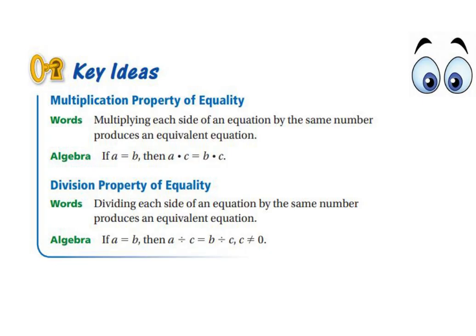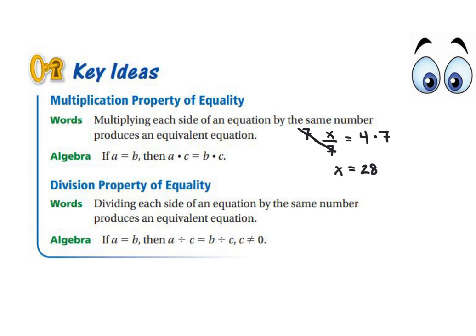Similar to lesson 1, we have the multiplication property of equality, which states multiplying each side of an equation by the same number produces an equivalent equation. So in this situation, if we have x over 7 equals 4, and we multiply the left side by 7, we would multiply the right side by 7 as well. 7 divided by 7 is 1, and on the right side, 4 times 7 is 28, so we have x equals 28.